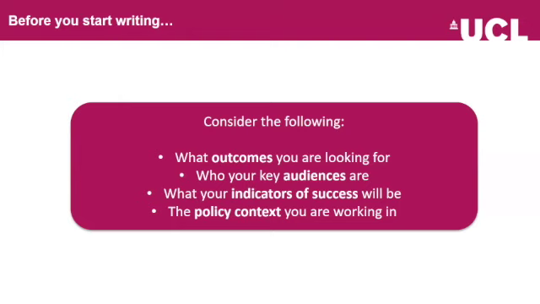Okay, so some things to think about before you start writing your policy brief. I guess the very first thing is to think about why you're doing it. What are the outcomes that you're looking for? We'll pick up on that in a moment about what some of those reasons might be. Think about who your audiences are. So who are you hoping is going to read this briefing? Think about what your indicators of success are going to be. So how are you going to know if you've achieved the goal that you set yourself? And then the final thing is just to be really aware of the policy context that you're leaping into.